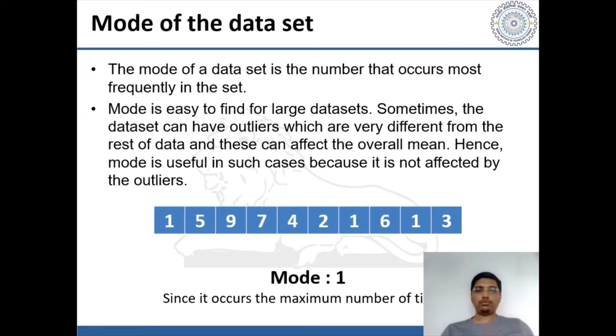The mode of the dataset is the number that occurs most frequently in the set. The mode is easy to find for large datasets. Sometimes the dataset can have outliers which are very different from the rest of the data, and these can affect the overall mean. Hence, mode is useful in such cases because it is not affected by the outliers. For example, in the given data, the mode is 1 as it occurs the maximum number of times, that is 3 times.